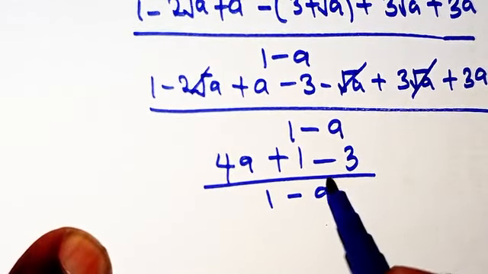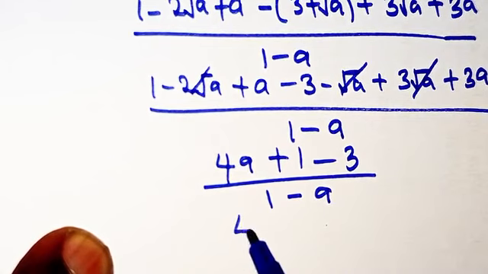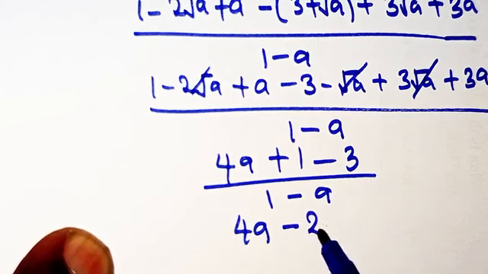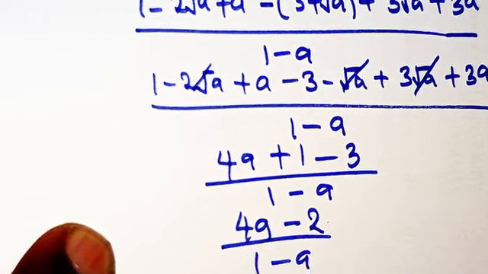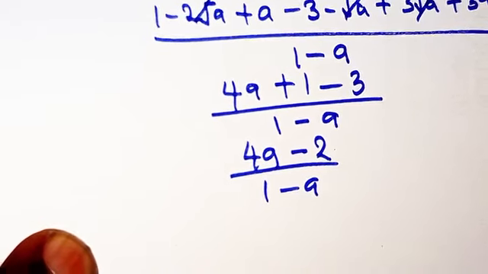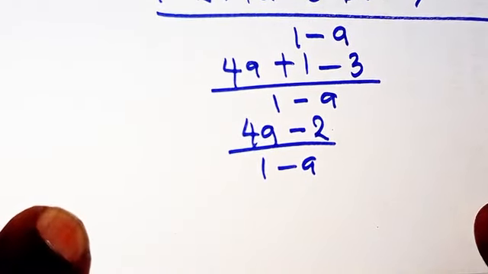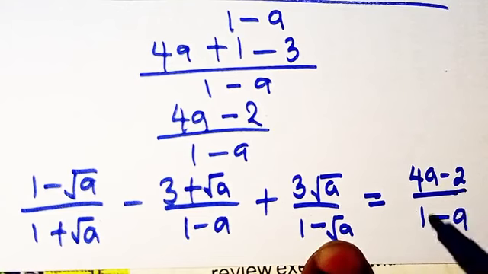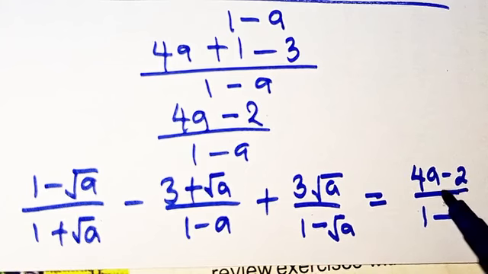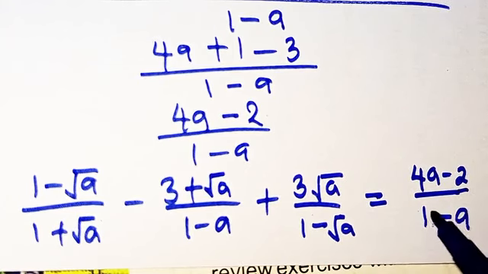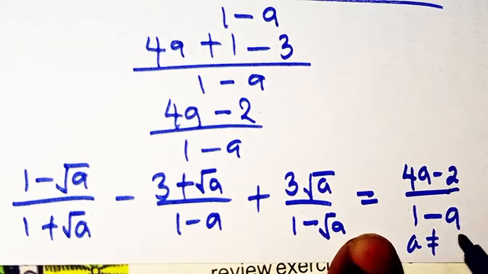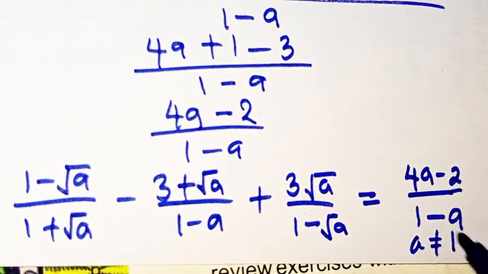So now 4a plus 1 minus 3. This is going to be 4a, and 1 minus 3 will give us minus 2, then over 1 minus a. So therefore, that is the solution. Let's combine it together. The problem given to us has now been simplified as a single fraction: 4a minus 2 over 1 minus a. Here our a cannot be 1, right? a cannot be 1 here.